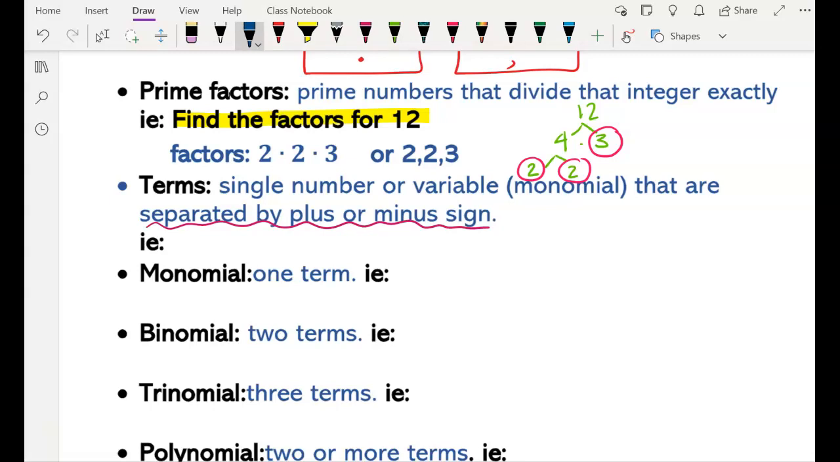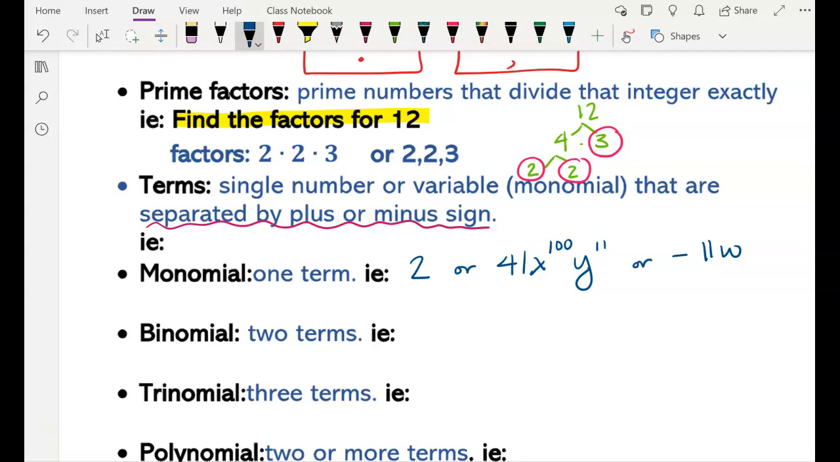I'm going to give you some examples. 2 is a monomial because it's one number. But we could also have 41x to the 100, y to the 11th power. That's also a monomial. It's not multiple terms because it's not separated by a plus or minus. Mind you, we can also have negative 11w. That's also a monomial.